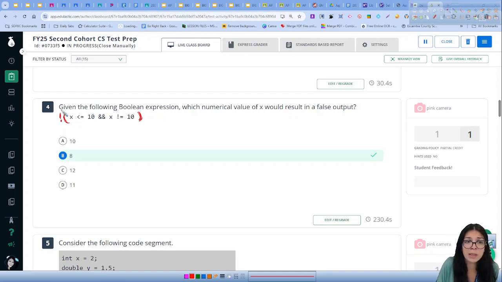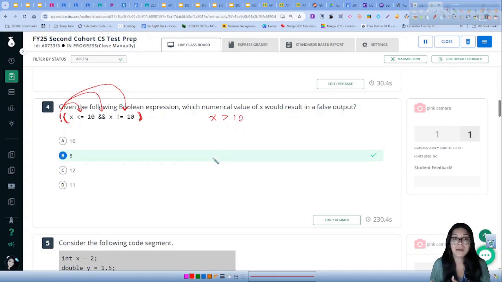So I'm going to go ahead and distribute the not to the comparison operator, distribute the not to the logical and, and distribute the not to the second comparison operator. So the opposite of less than or equal to 10 would be that x has to be greater than 10. This is because not less than or equal to 10 is more than 10. So what's not 10, more than 10, and what's not less than 10, more than 10. And then distribute the not to the and, changes it to an or, and distribute the not to the not equal, changes it to equal.